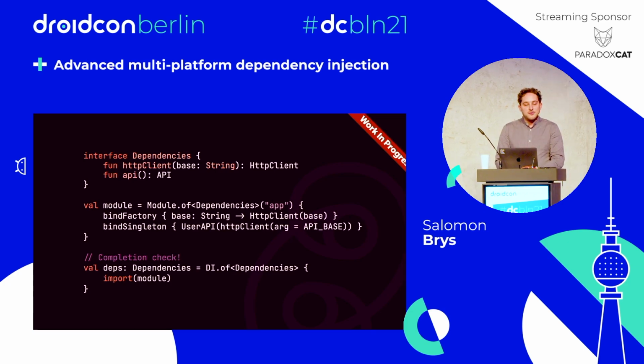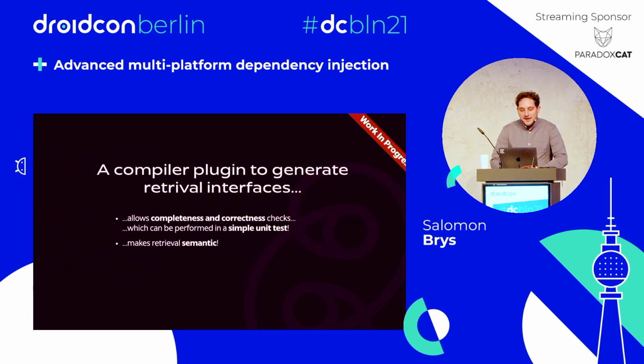And with that, you can easily see that a compiler plugin to generate retrieval interface allows completeness and correctness checks, which can be performed as a simple unit test. So instead of running through your application, launching every screen, every activity, touching every button, and making sure that everything is wired as it should, you can now check that by launching a simple unit test. And it makes retrieval semantic, which is really cool, because instead of requesting an instance, you're requesting an HTTP client.